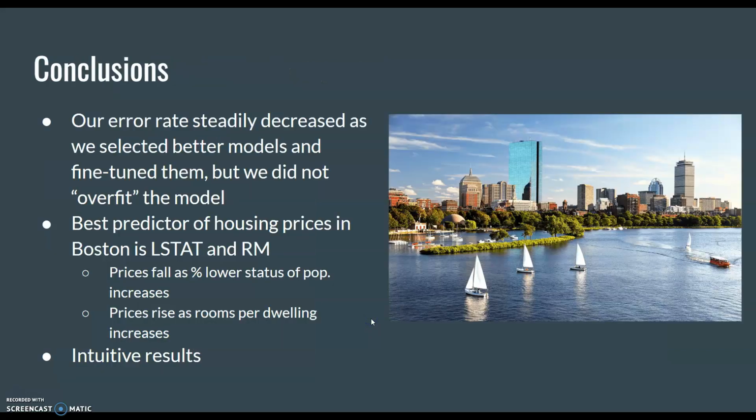So the next step, I guess, just conclusions. The error rate steadily decreased as we selected better models and fine-tuned them, but we didn't overfit the model. So the best predictors of housing prices in Boston are LSTAT and RM. So prices fall as the percentage of lower status of population increases, and rise as rooms per dwelling increases. And those are relatively intuitive results.